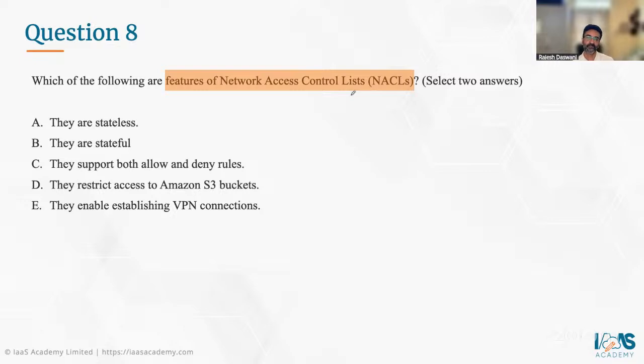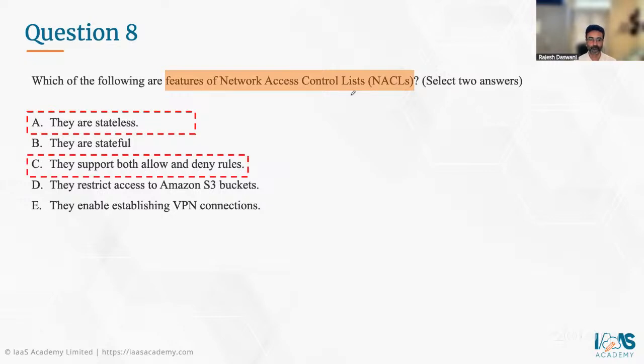So this is one that you definitely need to remember. Okay, so you need to remember the difference between NACL, network access controllers, and security groups. Now with network access controllers, they're stateless, which means that you have to configure the inbound rule and the corresponding outbound rule. And they support both allow and deny rules. Security groups do not support deny rules. They only support allow rules, and security groups are stateful. Those are the key differences between the two that you must remember for the exam.